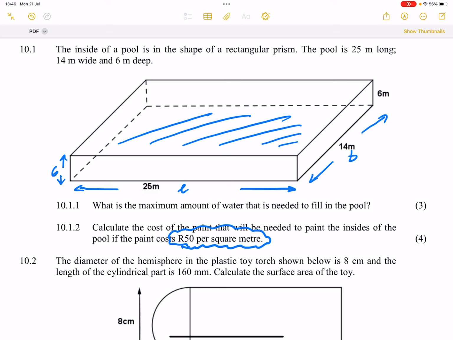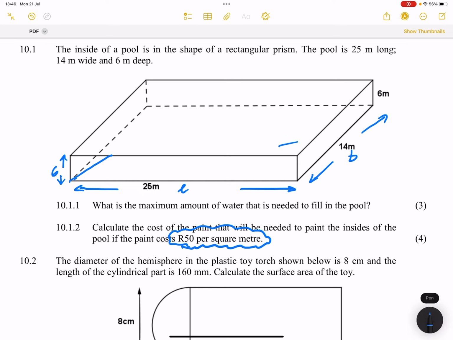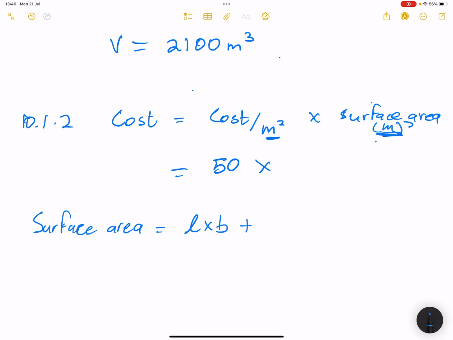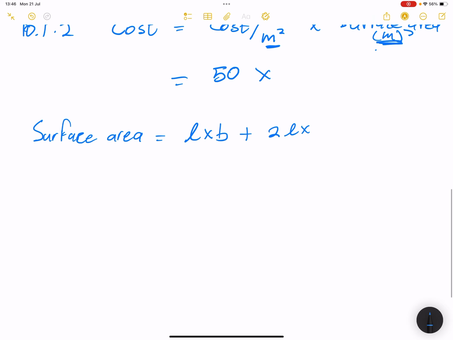Now, I want you to note the front part. So we're done with the length times the breadth in that case. So then you look at the front part, this one over here. You agree with me that this part would be exactly the same as this portion over here, so that will be the length multiplied by the height. Now we are looking at inside the pool, so we're painting this side and we are painting this side as well. So we're going to say 2 times the length multiplied by the height.